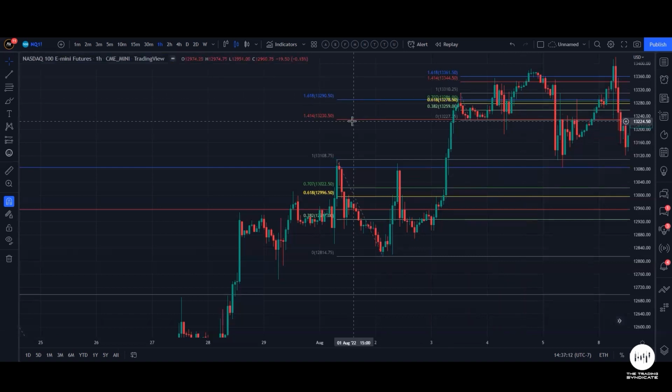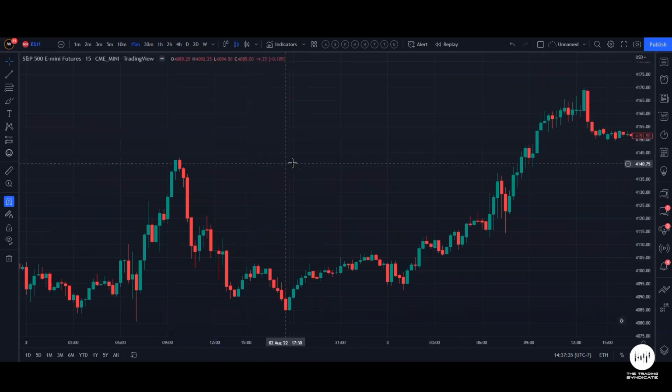So the 1.414 and 1.618 levels act as very strong price targets for when you're playing retracements, and all you have to do is just reverse your Fibonacci retracement tool and go from the high or low and then into the 0.618 level. Let's take a look at another one of these real quick before we wrap up this video.